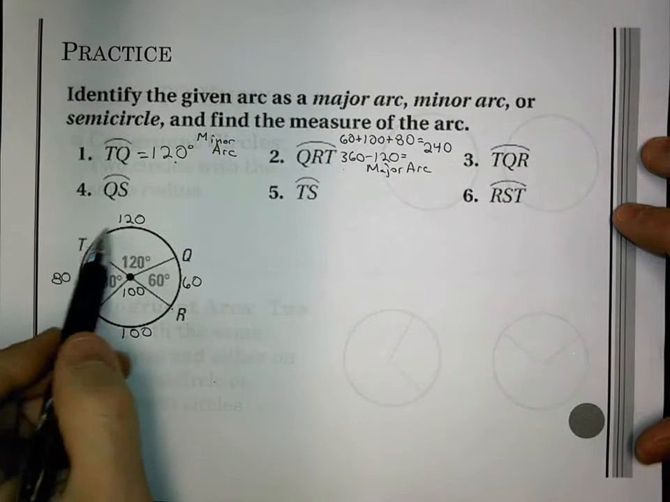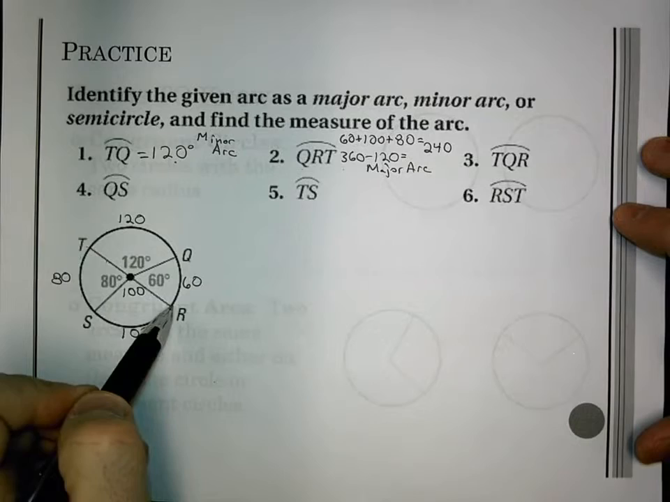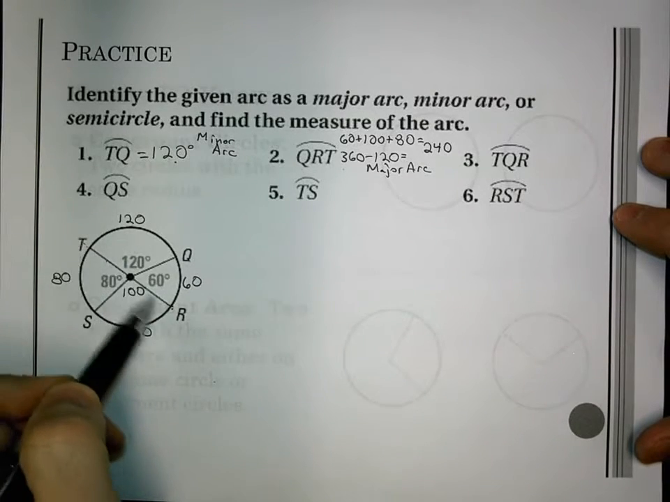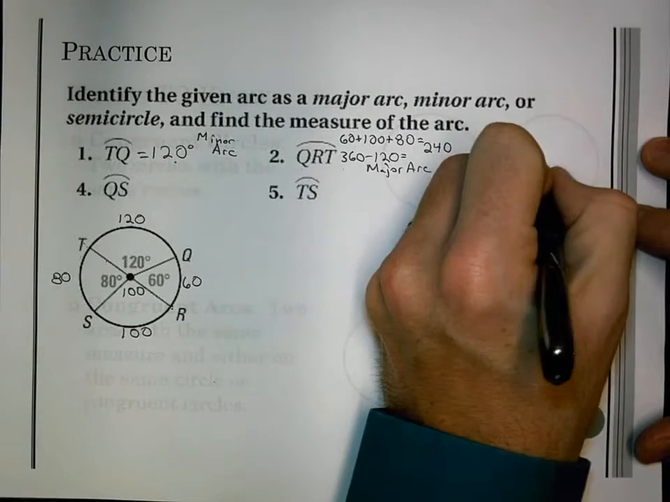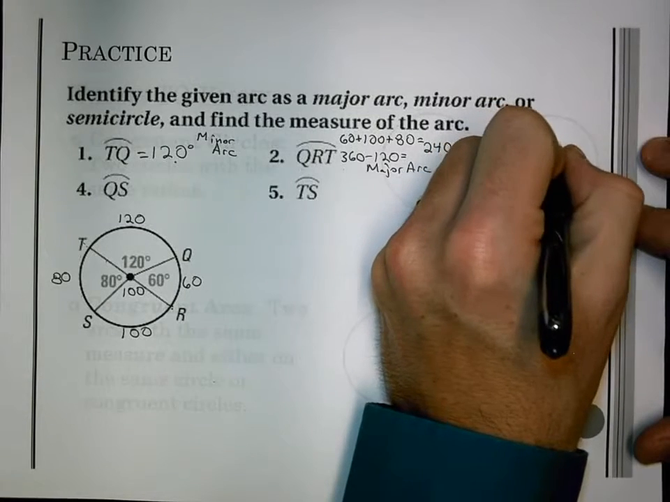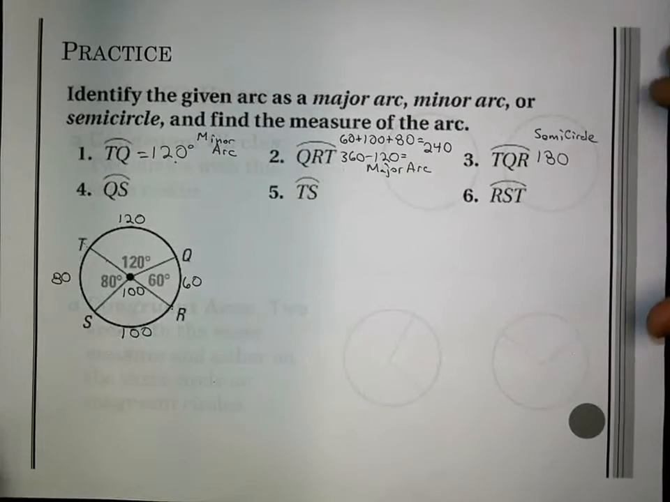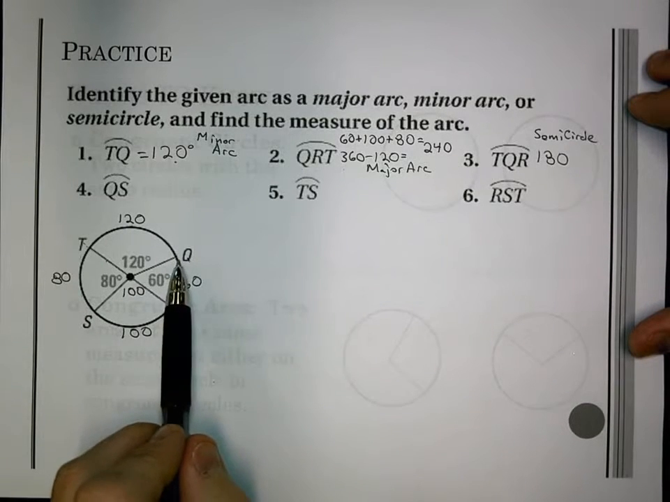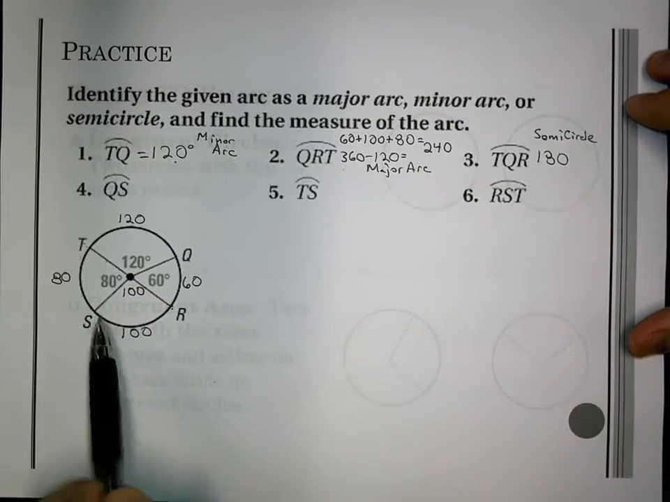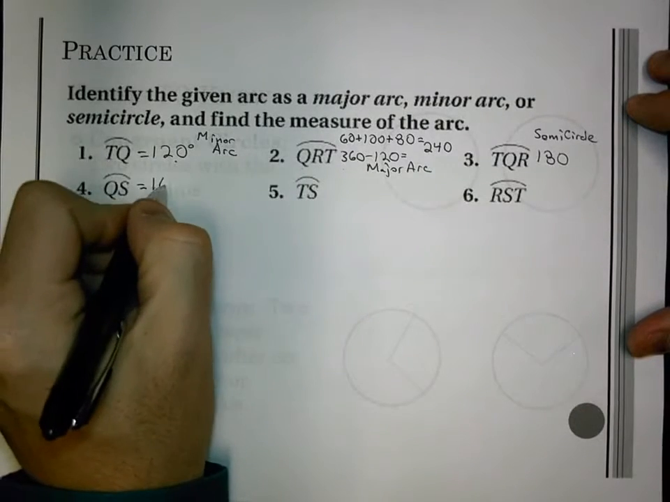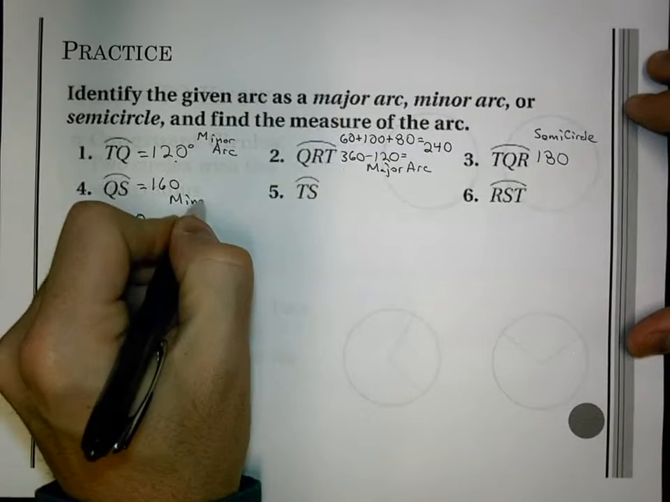TQR starts at T, goes through Q, ends at R. That one looks like a diameter with TR, so that's going to be 180, semicircle. And then we have QS, starts at Q, ends at S, that's 60 and 100, or 160. And that is a minor.